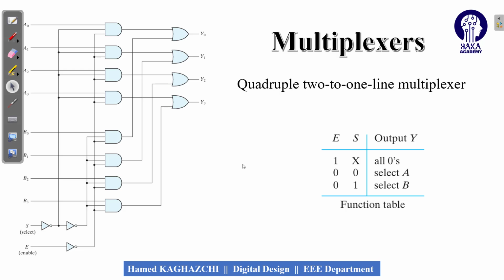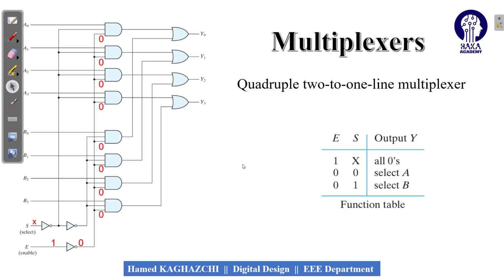First of all, I suppose that the enable is 1. As you can see here, we set the enable as 1. Now we can see that the NOT of the 1 is equal to 0. When NOT of the 1 is equal to 0, you can see that all of the inputs of the AND gates will be equal to 0. On the other hand, we know that if one input of an AND gate is equal to 0, the output of the AND gate will be equal to 0.